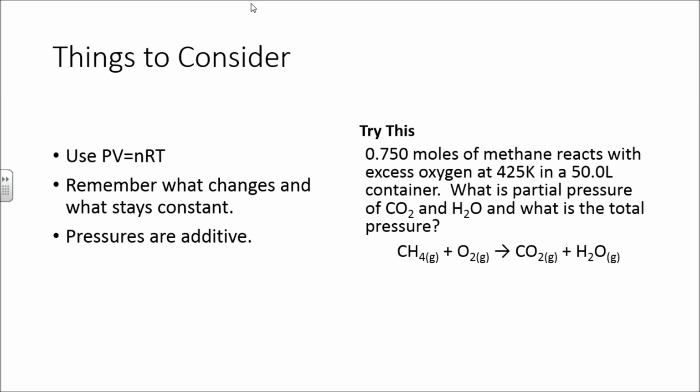You've got 0.75 moles of methane reacting with excess oxygen at 425 Kelvin in a 50-liter container. When this is done, what is the partial pressure of carbon dioxide and water, and what is the new total pressure? So there is your unbalanced chemical reaction. And now, if you did this properly, you will get a partial pressure for CO2 of 0.523 atmospheres, a partial pressure of water of 1.05 atmospheres, and a total pressure of 1.57 atmospheres.